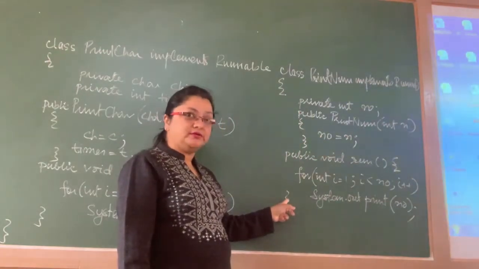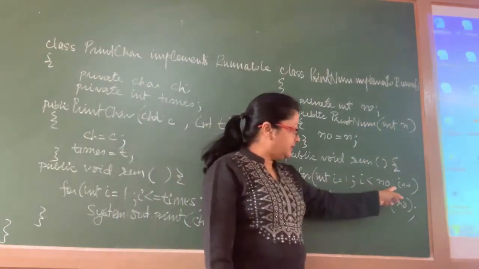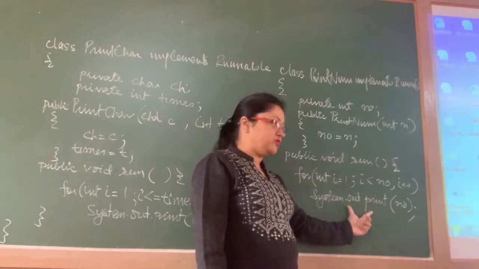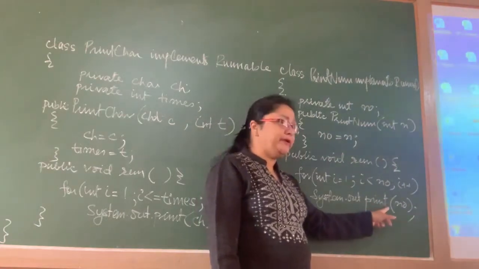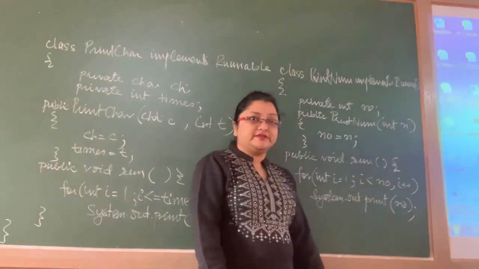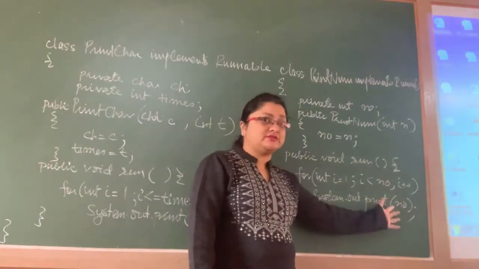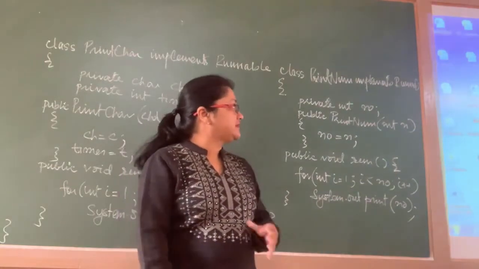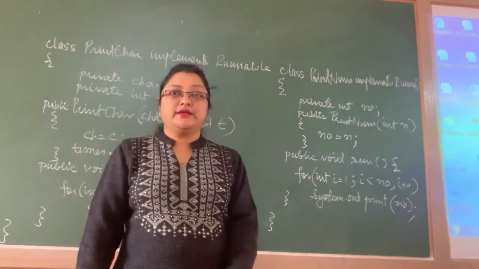Then we have the run method out here. It is printing from 1 to whatever the number is. And see, I'm using print here, not println, so it will print one after the other. If you want, you can put a space also, it's up to you. So this is the task for printing the numbers.